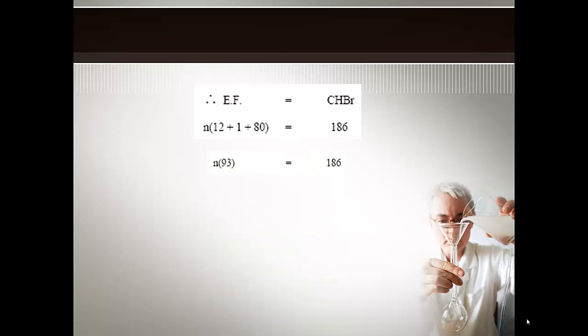N times 93 is 186. So what is n? N must be 2. So that means, as we multiply throughout, C2H2Br2.